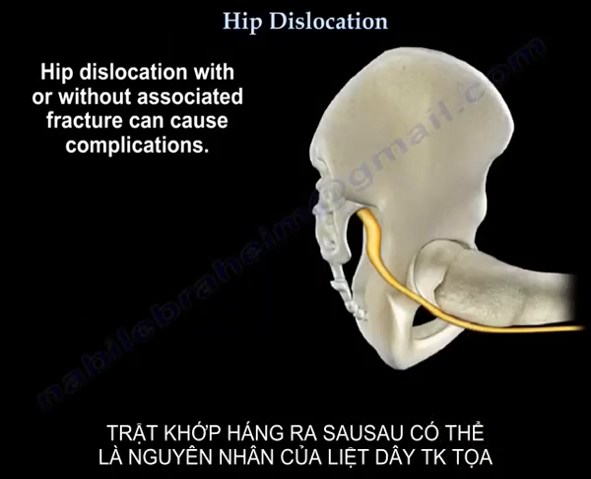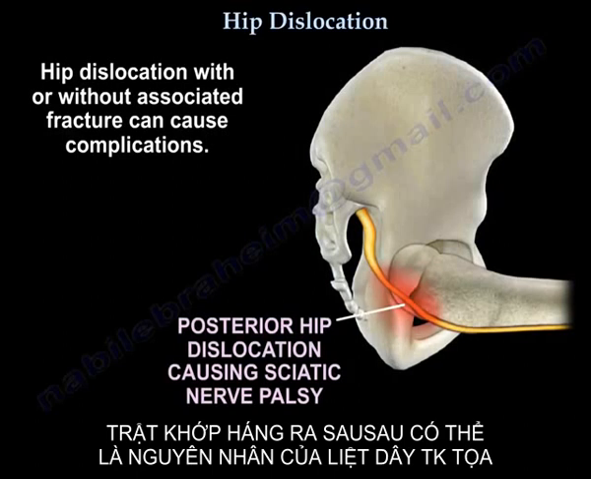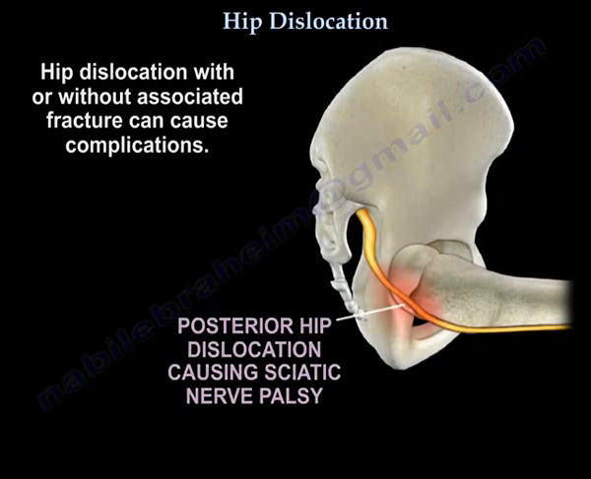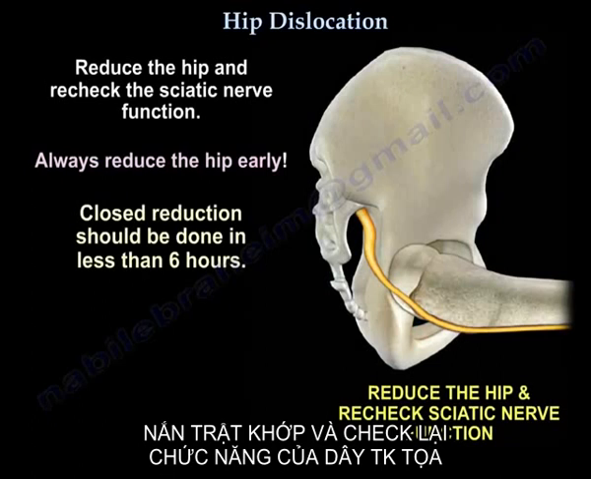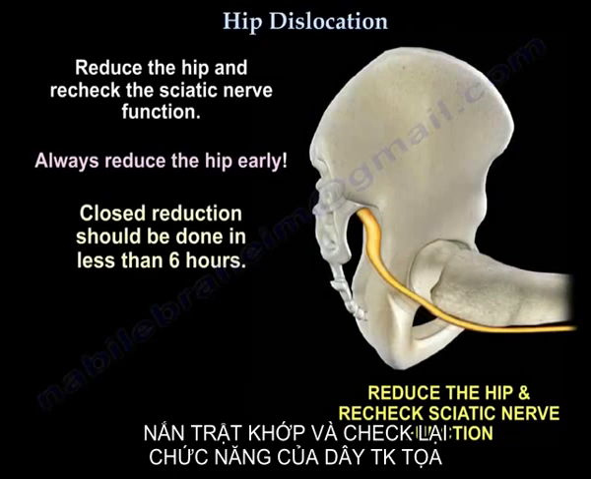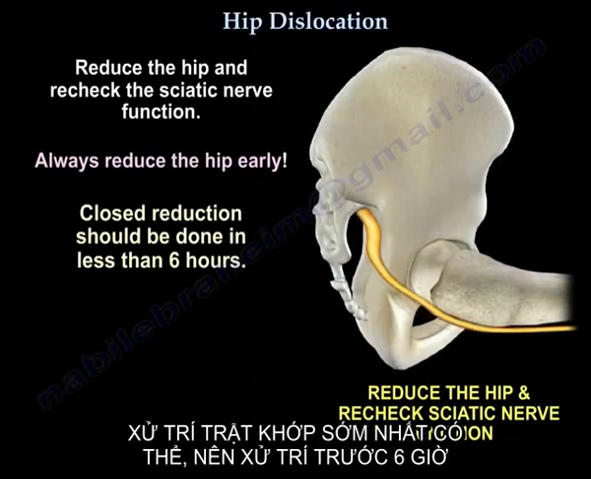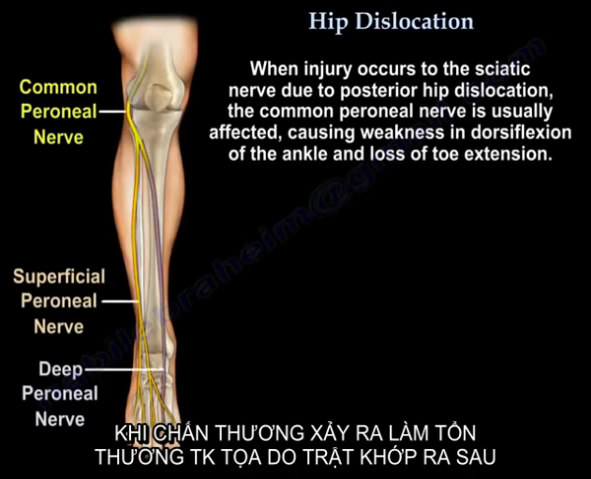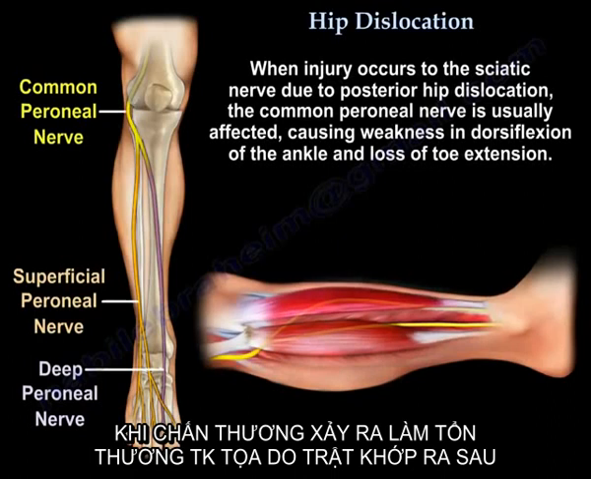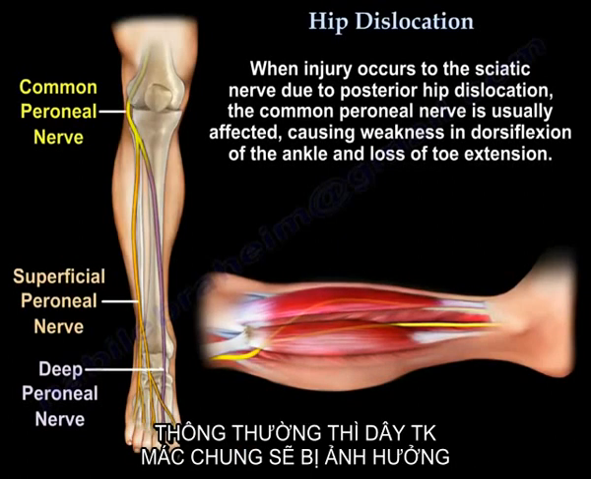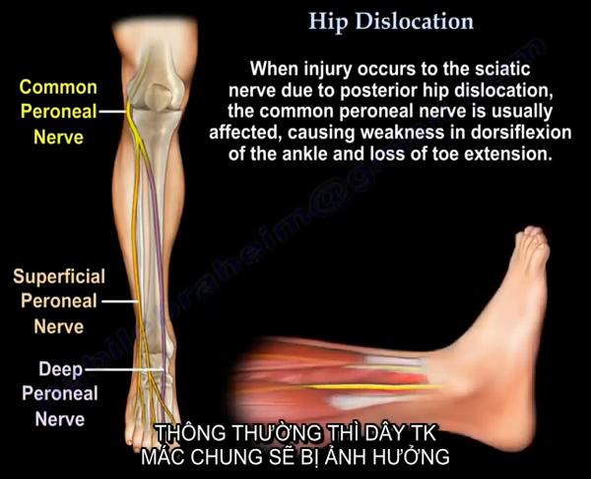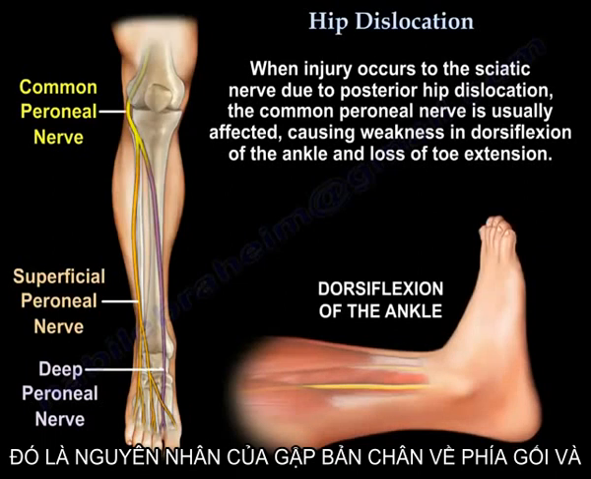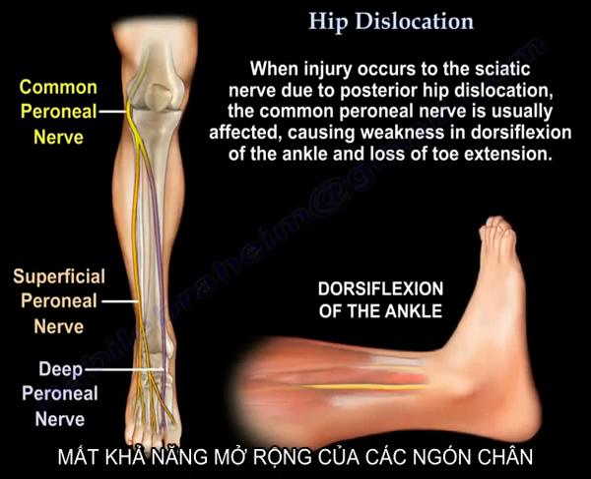Posterior hip dislocation can also cause sciatic nerve palsy. Reduce the hip and recheck the sciatic nerve. Always reduce the hip early. Closed reduction should be done in less than 6 hours. When the injury occurs to the sciatic nerve due to the posterior hip dislocation, the common peroneal nerve is the nerve that's usually affected, causing weakness in dorsiflexion of the ankle and loss of toe extension.